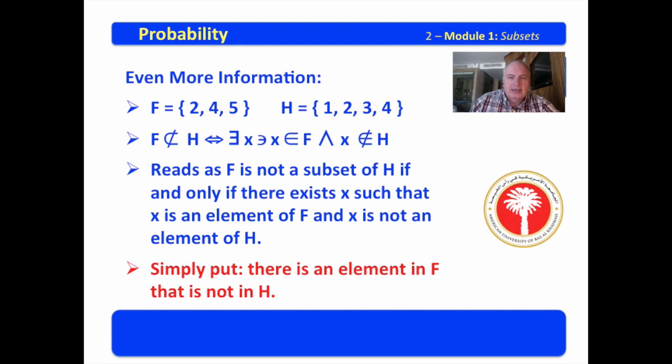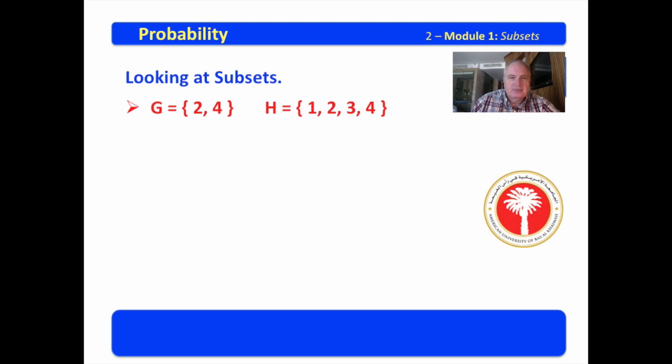Simply put, there's an element in F that is not in H, but you need to be able to read these symbols, and you're getting there. F is not a subset of H if and only if there exists an X such that X is an element of F and X is not an element of H. It's pretty cool, pretty cool.